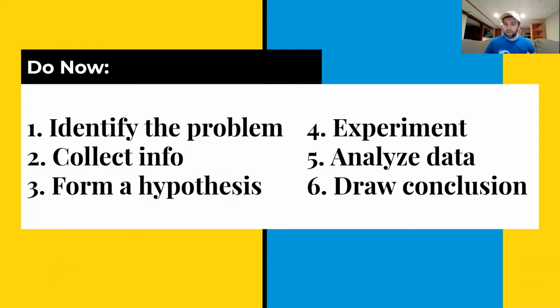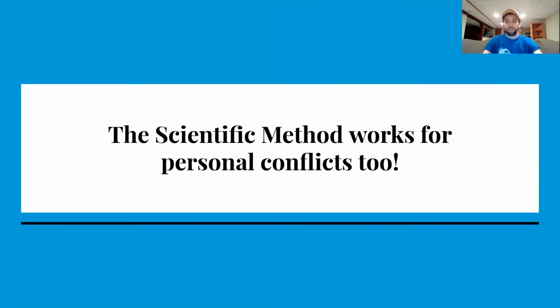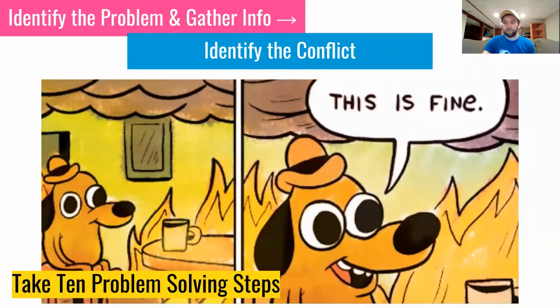The scientific method in this general form like we have it here is actually just a strategy for solving problems. So if we adapt it slightly, it can actually work for any kind of problem, including personal conflicts. So the scientific method works for personal conflicts too. So here are the Take 10 problem solving steps, and note the similarity to the scientific method. So the first step, like identifying the problem and gathering info, is to identify the conflict.